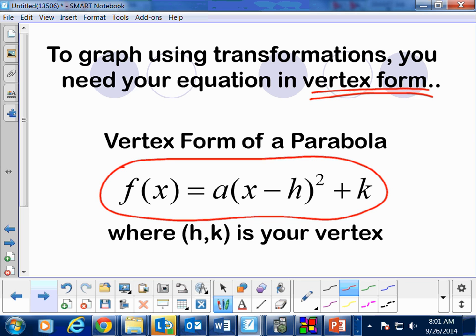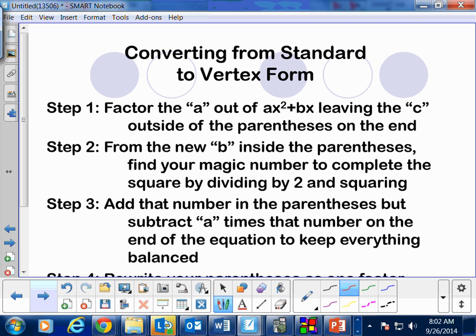One of the nice things about vertex form is that the vertex is really easy to find, because all you have to do is take the H and your K value. Now, not all equations are in vertex form. As you saw, the first 2 that we dealt with were in standard form. So there must be a process to convert it to vertex form. And this is the process I need you to write down and memorize.